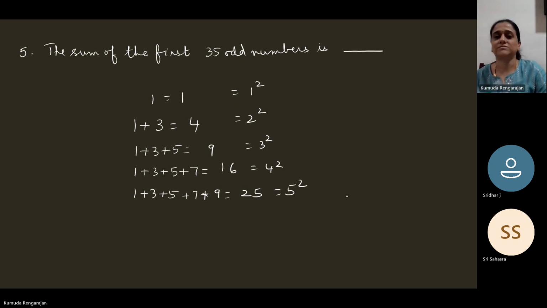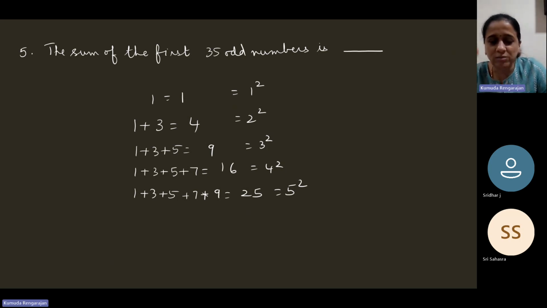Correct. Children, observe this pattern and understand. When you add the first two odd numbers, you get 4, which is nothing but 2 squared. When you add the first three odd numbers, the sum is 9, which is 3 squared. When you add the first four odd numbers, the sum is 16, which is 4 squared.